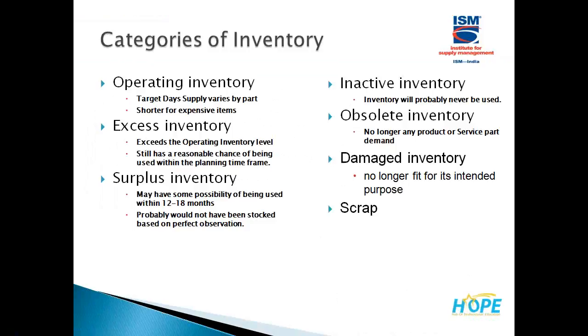10,000 units. Now, suppose by chance my entire lot is accepted by the customer, but against 10,000 I made 11,000. Then 1,000 is the surplus inventory, because I did not plan those 1,000 units for any order. It is surplus inventory with me, and I don't know whether it is required or not. Surplus inventory has some possibility of being used within 12 to 18 months. Some possibilities are there, not necessarily.